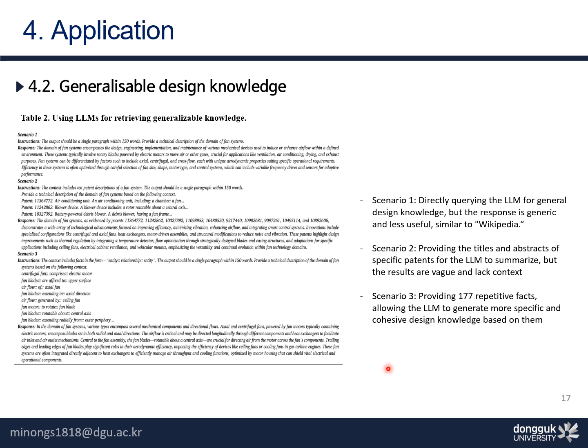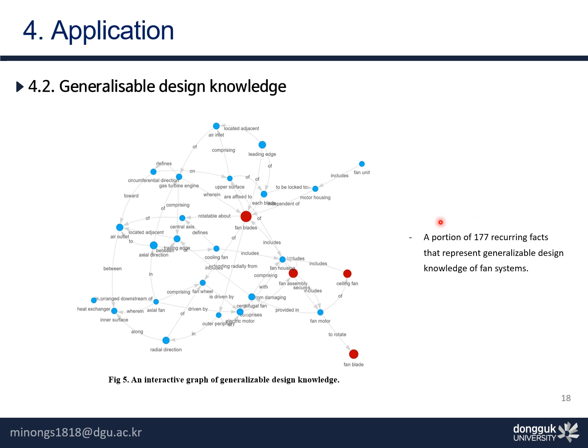From 2 million facts, frequent entities and relations were selected to derive 177 facts, which facilitated the RAG function. The following is a portion of the 177 recurring facts that represent generalizable design knowledge of fan systems. An interactive graph can be viewed externally.